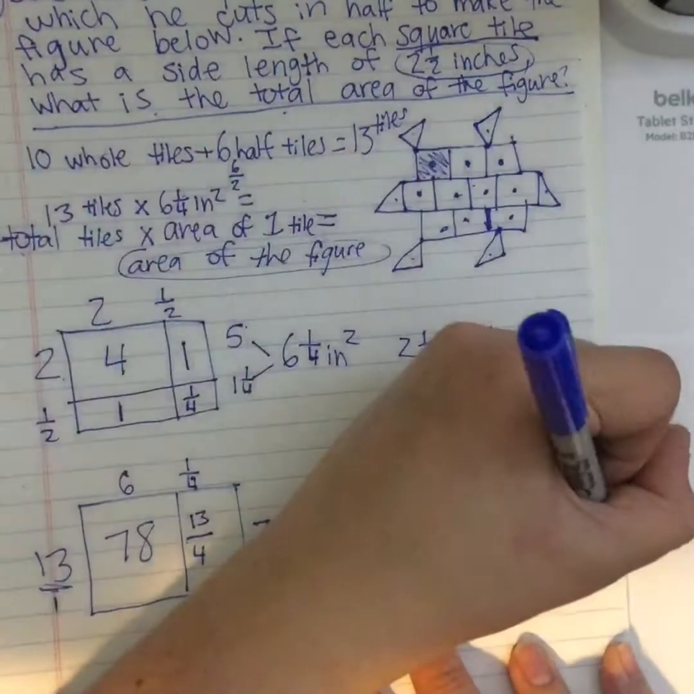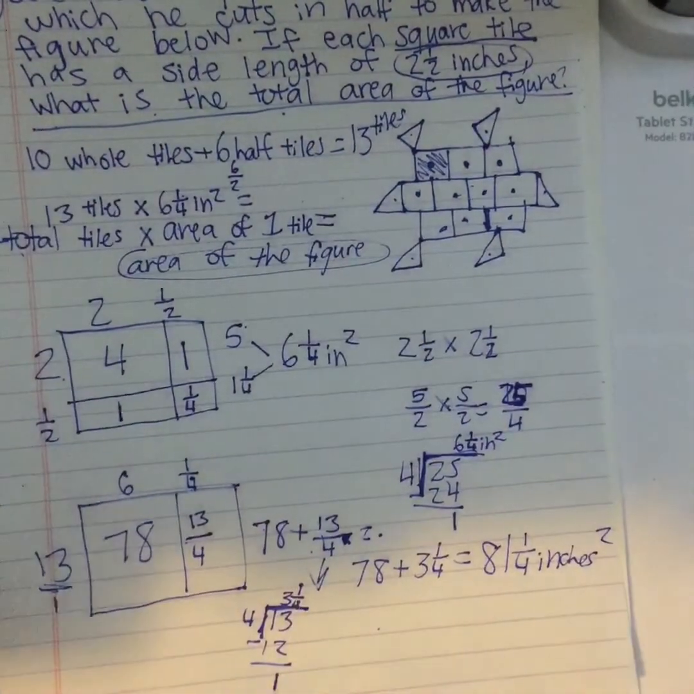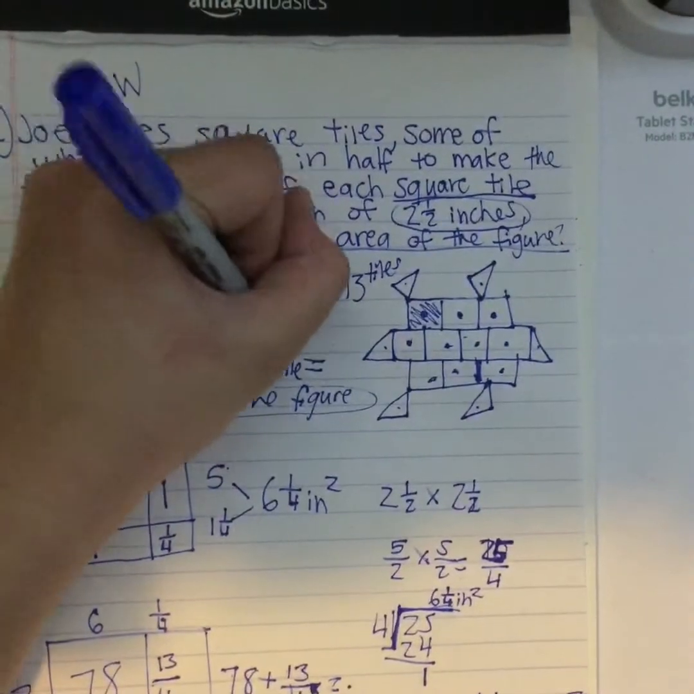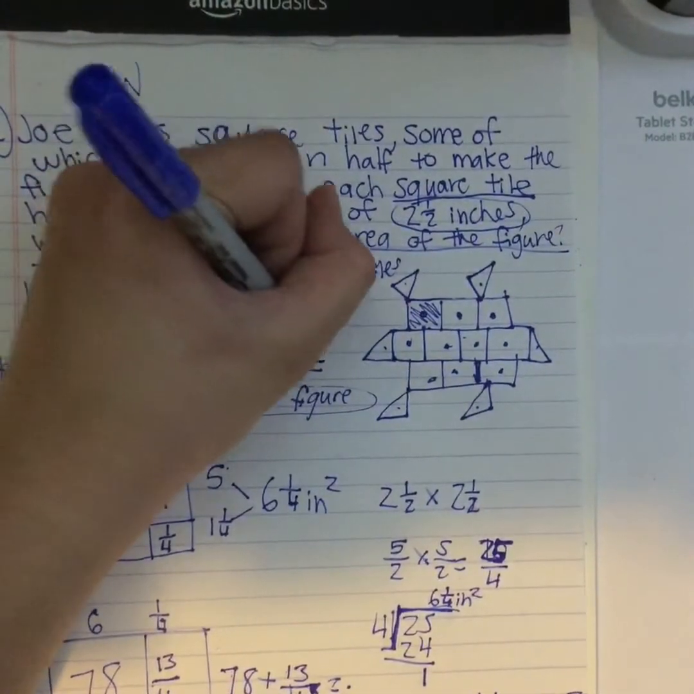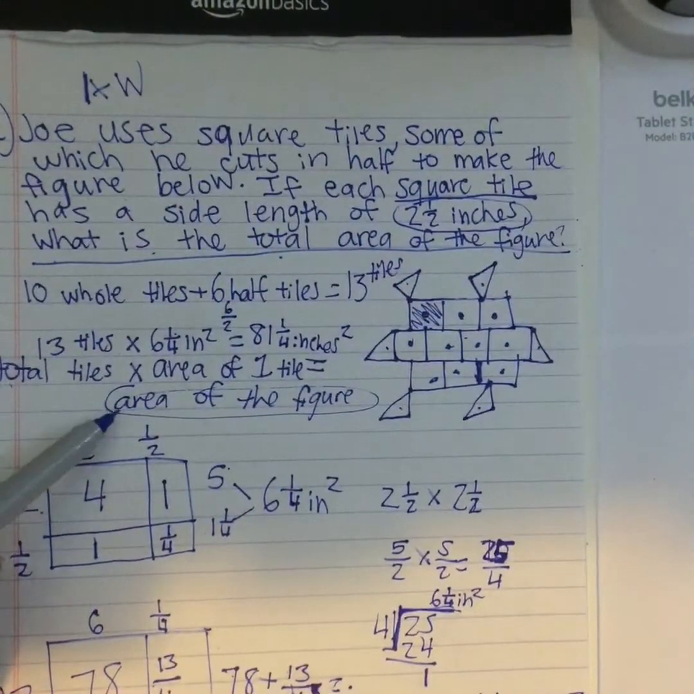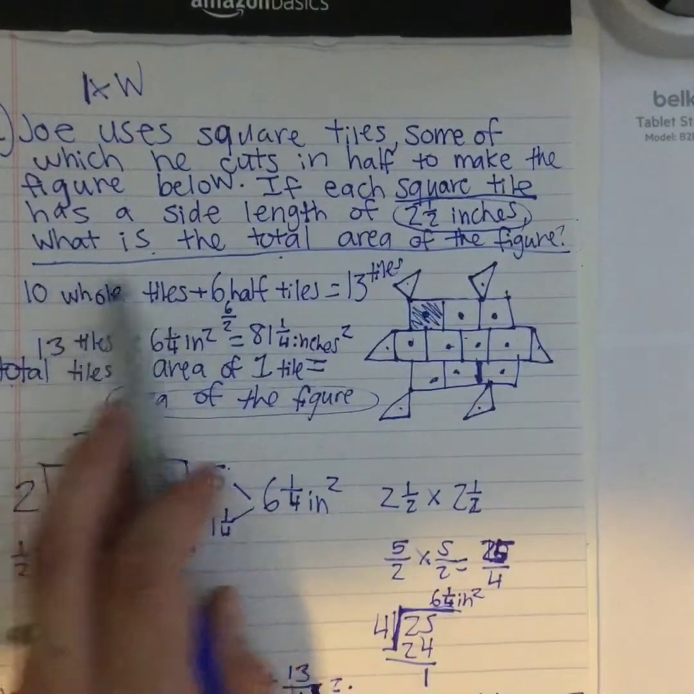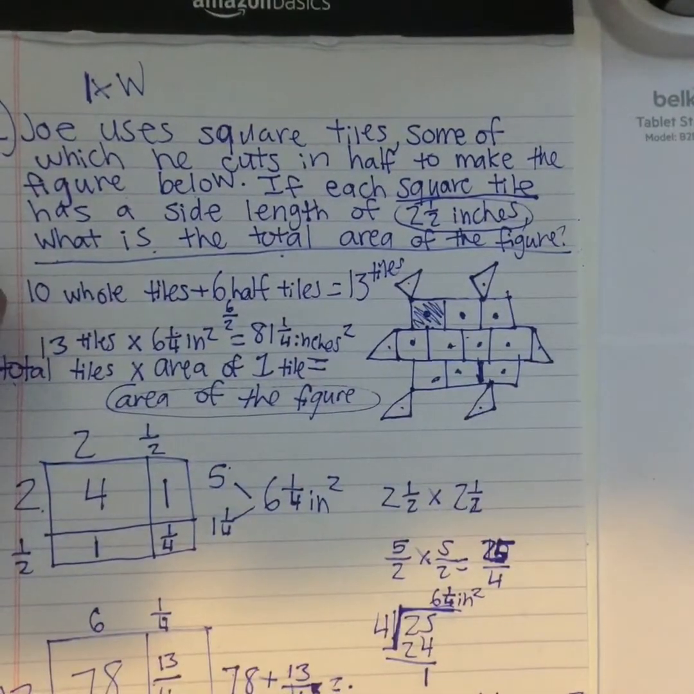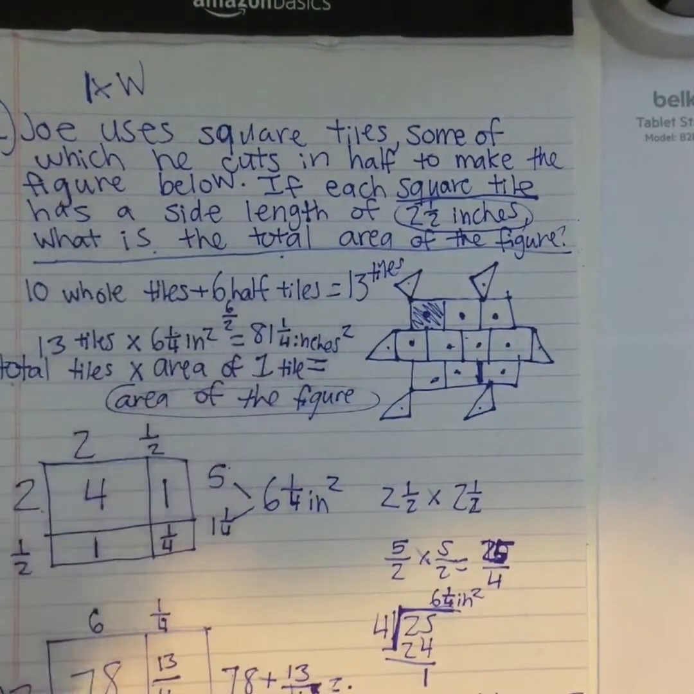And since we're working with inches, and since we're working with area, squared. So since this is a written problem, I'm going to write this up here. 81 1/4 inches squared. I know that that was the number that I was looking for because I was looking for the total area of the figure, and with my problem solving strategy here, I was able to find that.